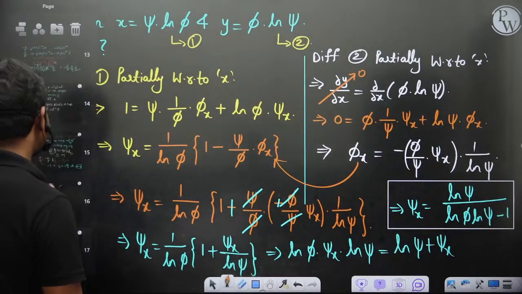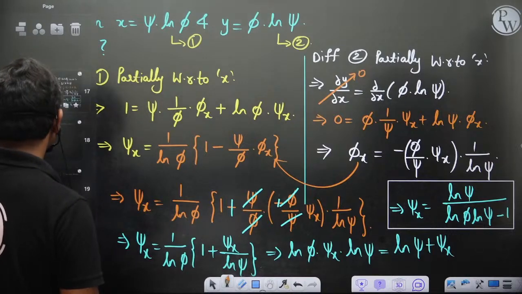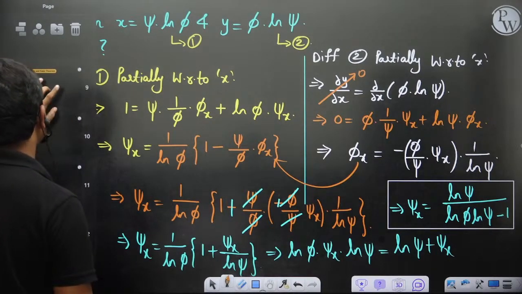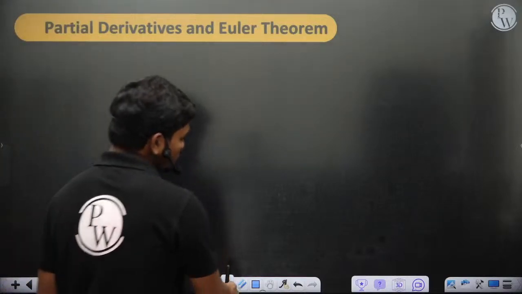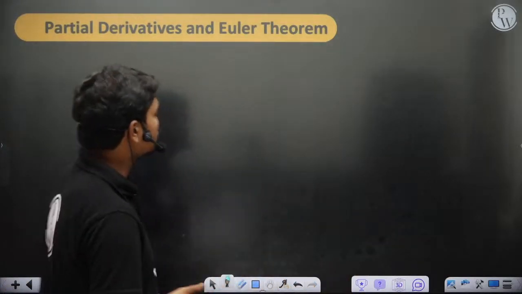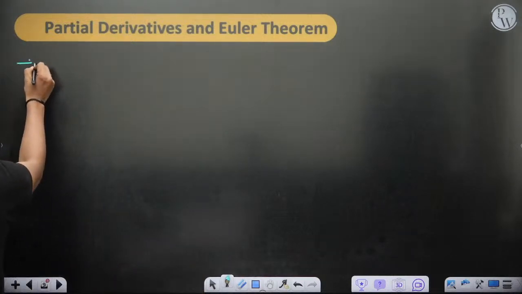So before we go for further things, let's start partial derivatives and Euler's theorem. Right now we have seen enough knowledge in calculation of partial derivatives. The first thing I would like to give is homogeneous functions.